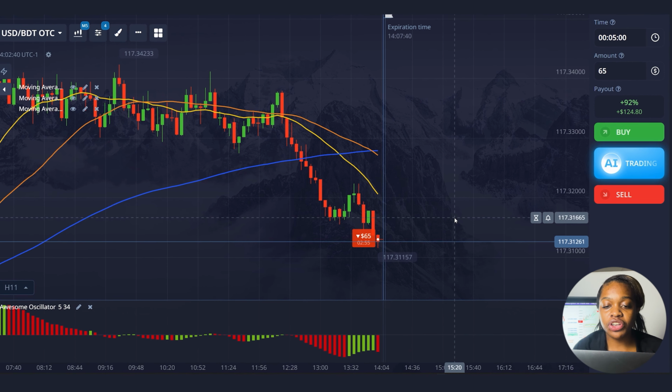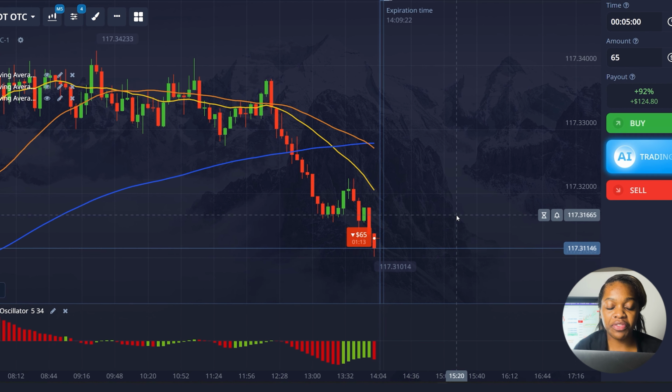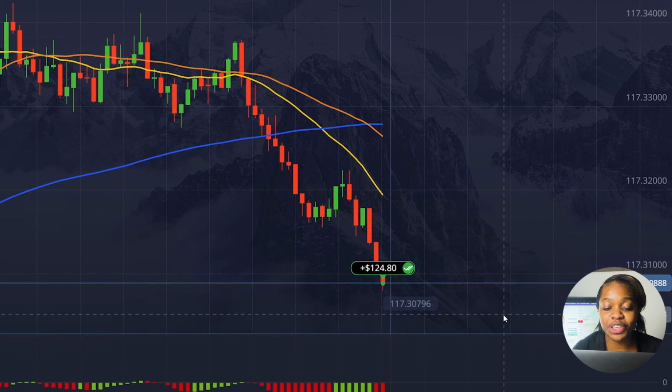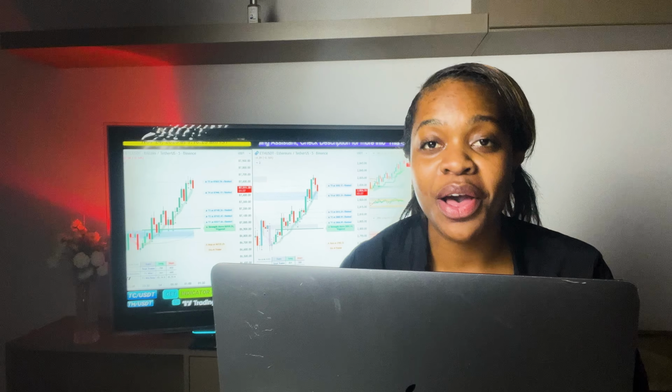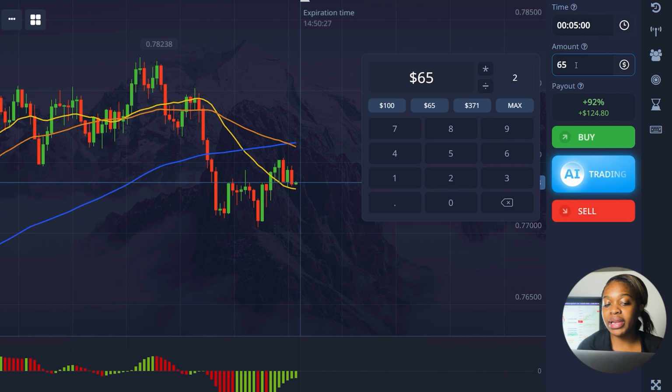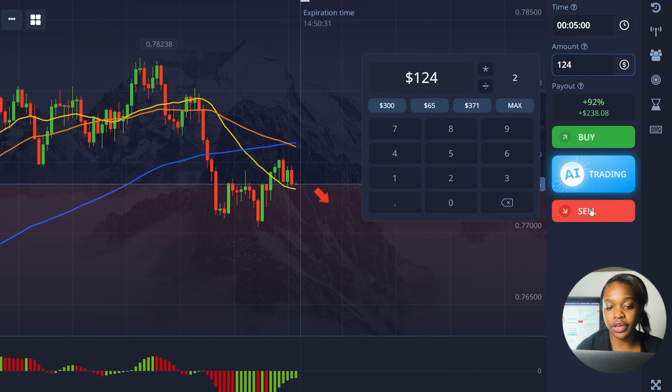The market is literally giving you the clues, waiting for the trade to close. And my trade brings me a positive of $124 to the balance. Perfect. So I've already found a suitable entry point and I'm opening another down trade for $124.